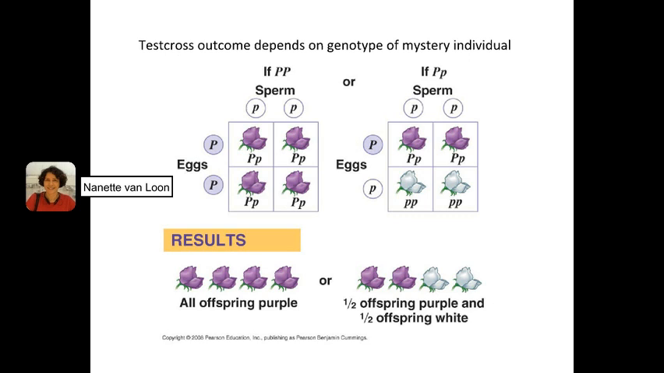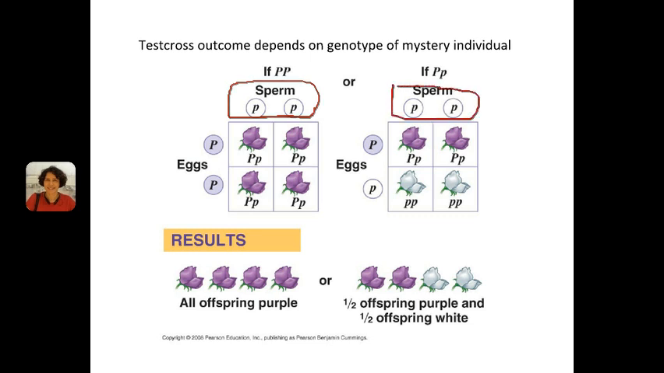So here we have that test cross and the two possible results that we can get. Remember that the homozygous recessive individual is a given. Its genotype, you know it is little p little p because it has white flowers. So that one is already known. The purple flowered individual can have two different genotypes.